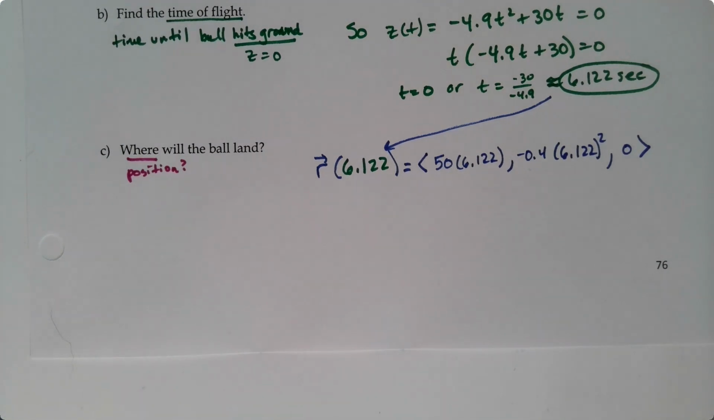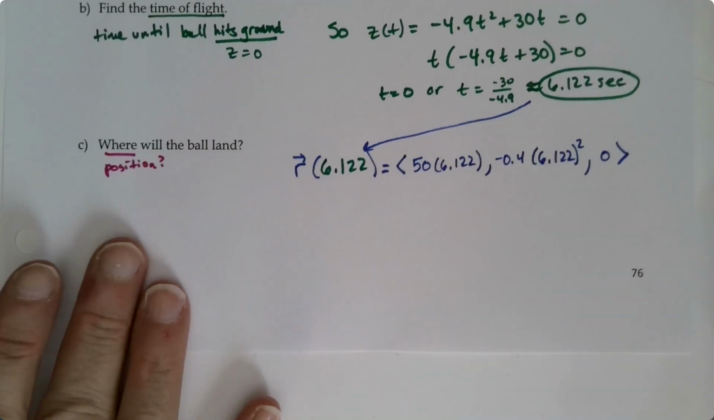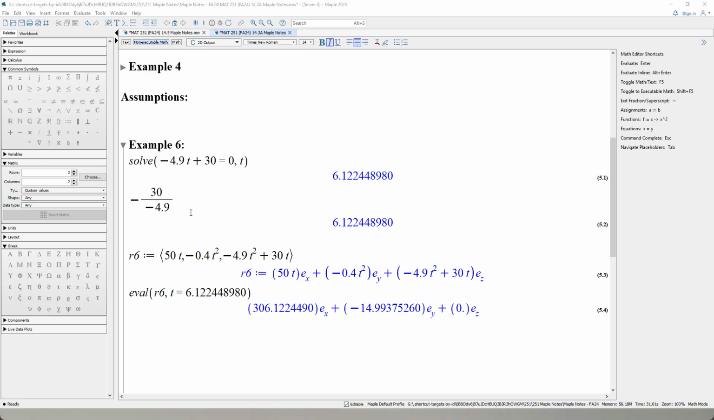All right, let's find those values. Let's also prove that it basically came out to 0. Now, there's a few ways to do this. I could just take 50 and multiply it by that value, and then I could take negative 0.4 times that value squared. Sure. But why not just name my position vector right here? So I called it R6. You can see it's coming out as a vector. And then I said, hey, evaluate R6, and then I just copied and pasted that answer at t equals 6.122. And you can see it's 306.1, negative 14.99, so roughly negative 15, and then 0.